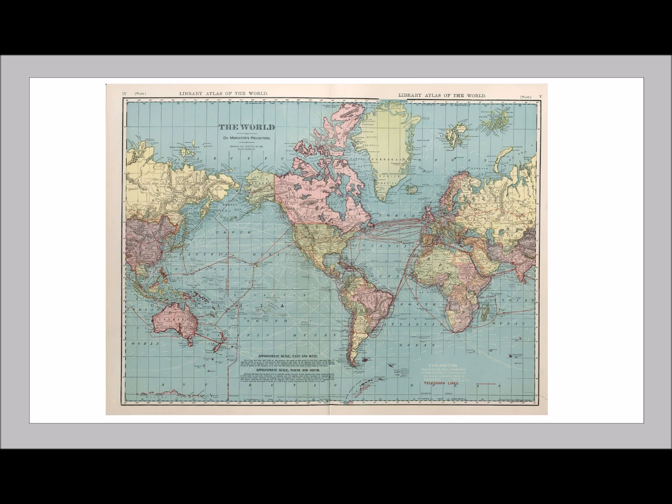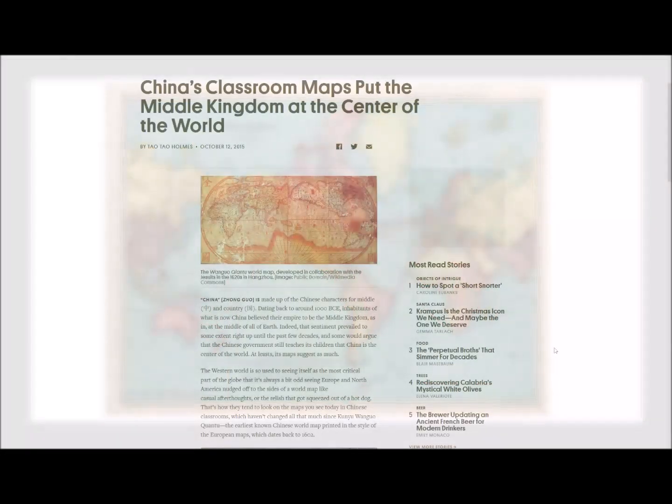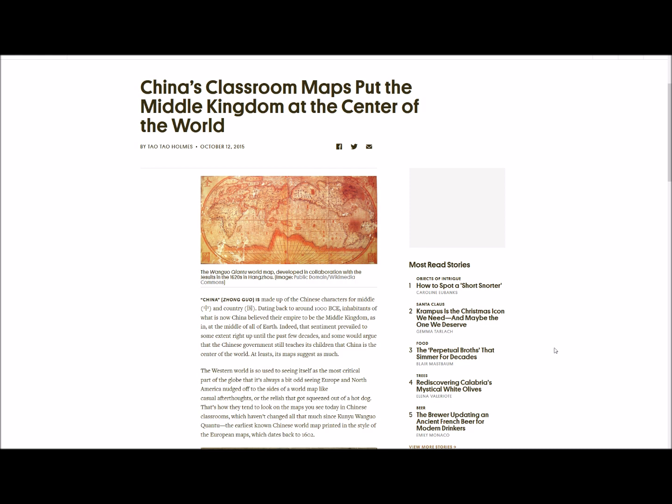So there's the Mercator map with the United States at the middle. I got it in my mind. What about other countries? What about the maps that they used or may have had in their school classrooms? And I thought, let's check out China. So I found a couple of articles that were interesting.